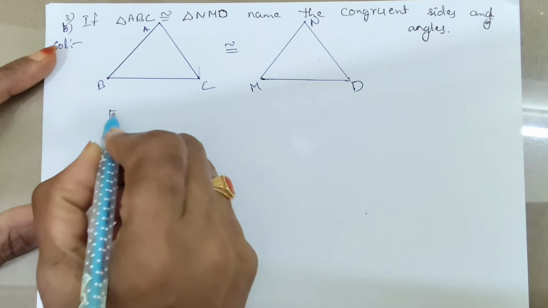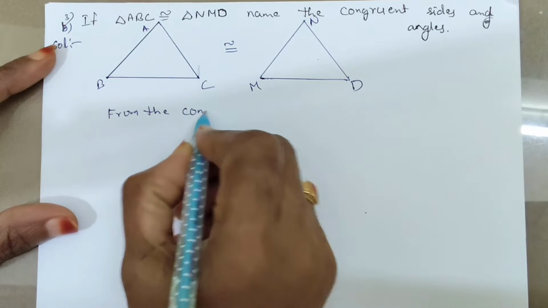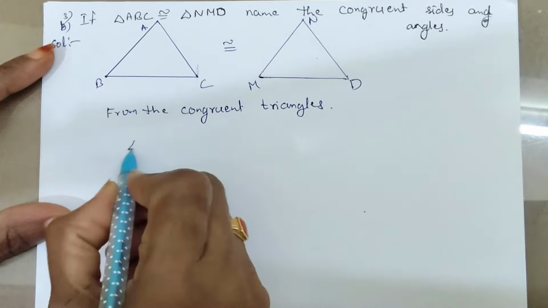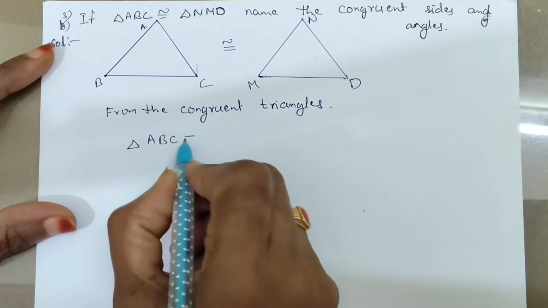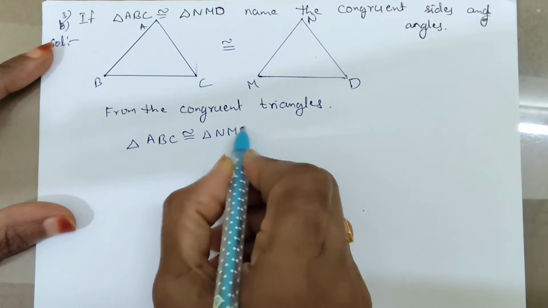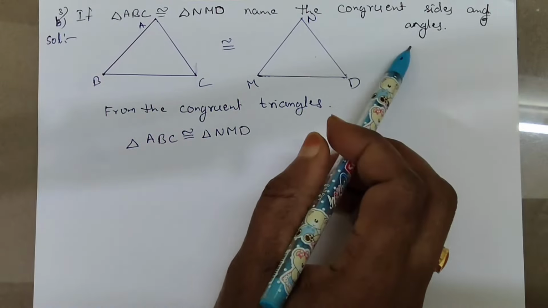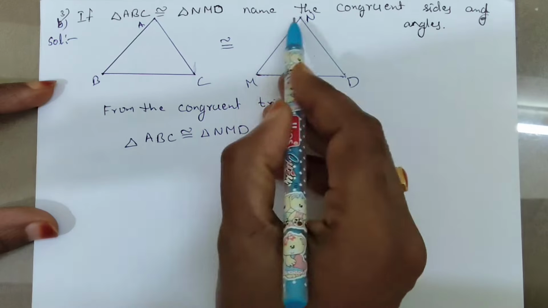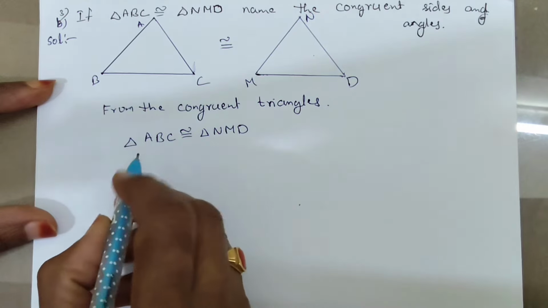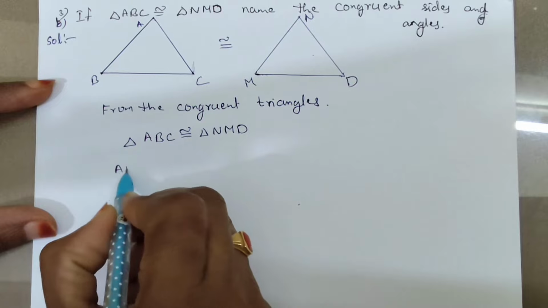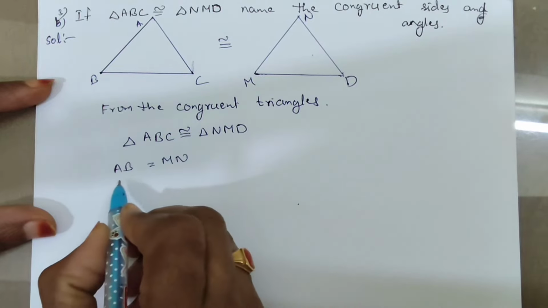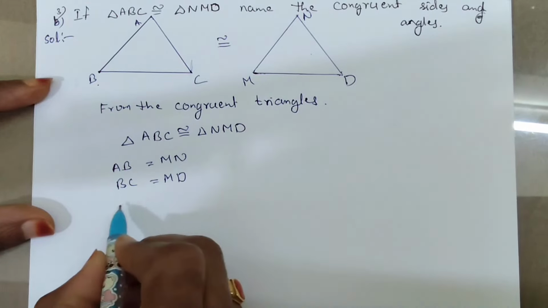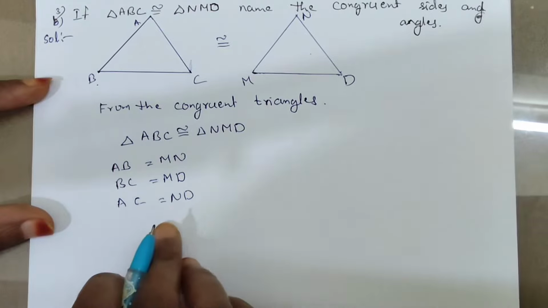So from the congruent triangles, here two triangles are congruent means we write triangle ABC congruent to triangle NMD. Now here we write the congruent sides and angles of these two triangles. Corresponding sides and angles are equal. So AB equal to MN, BC equal to MD, AC equal to ND. These three sides are equal.